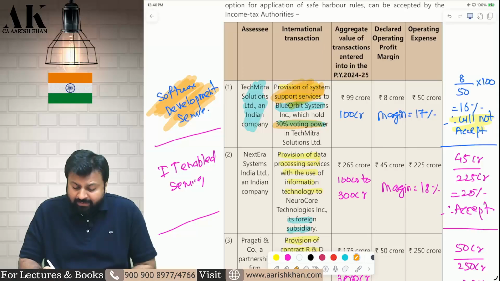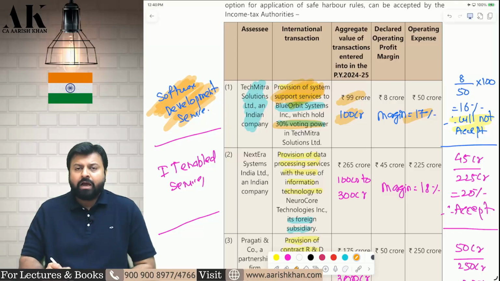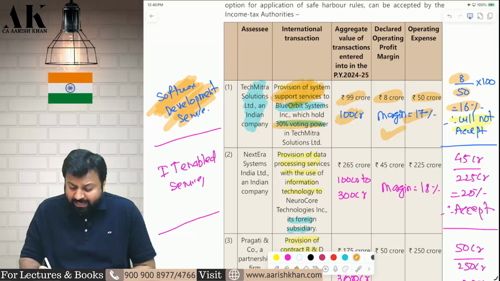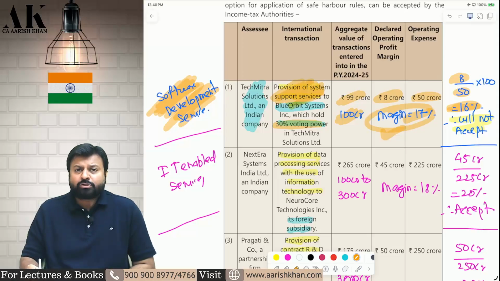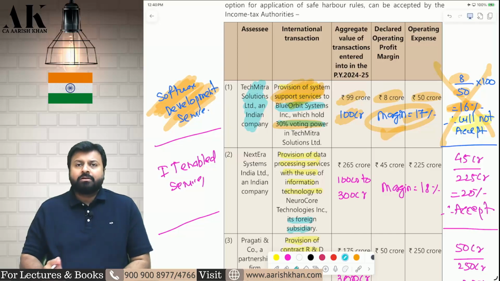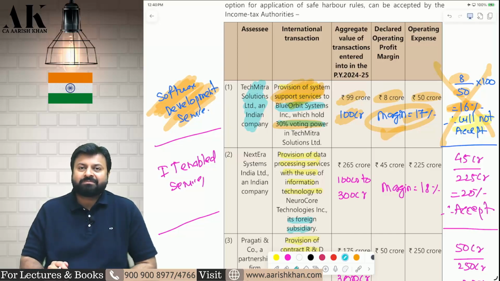The transaction limit, if it is up to 100 crore, in this case it is 99 crore, you have to show a margin of 17%. Now let's see how much margin they are showing. How to find out margin? Operating profit upon operating cost. Operating profit is 8 crore, operating cost is 50 crore, therefore this is 16%. No, you have to show minimum margin of 17% because your actual margin is only 16%. Safe harbor is not applicable in your case. Sorry, the doors of safe harbor are closed.